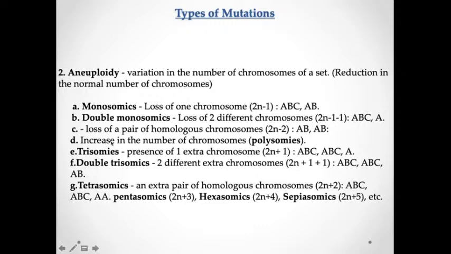When there is an increase in the number of chromosomes, it is known as polysomy. That is, trisomy is the presence of one extra chromosome, 2n plus 1. Double trisomy is the presence of two different extra chromosomes, 2n plus 1 plus 1. Then tetrasomy, a pair of two extra chromosomes. And pentasomy, hexasomy, septasomy, like this it goes on.